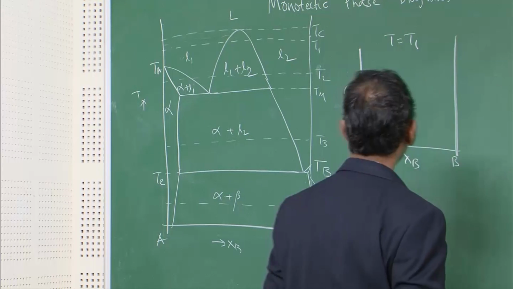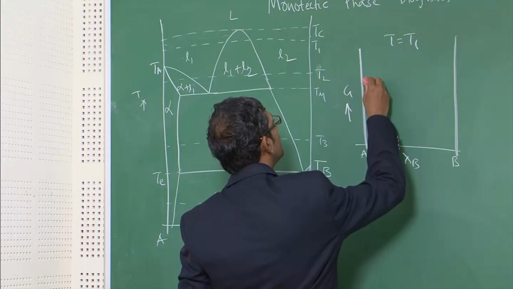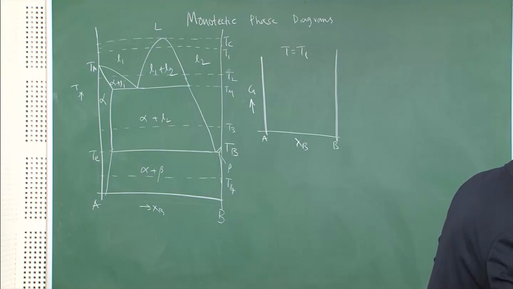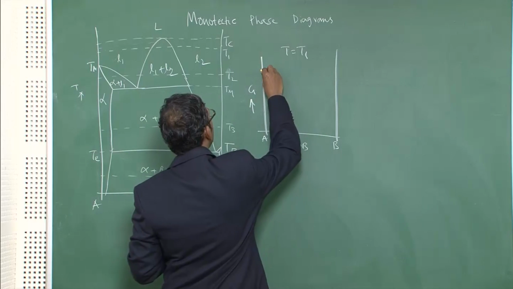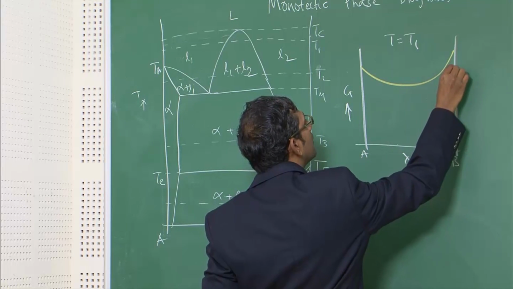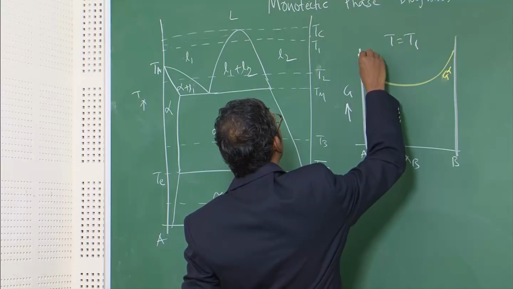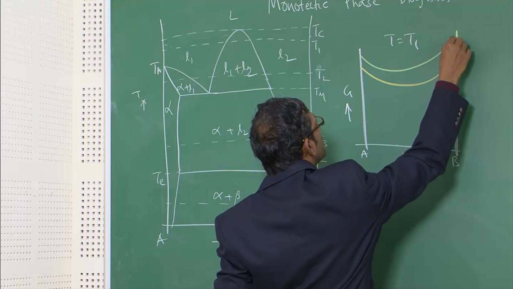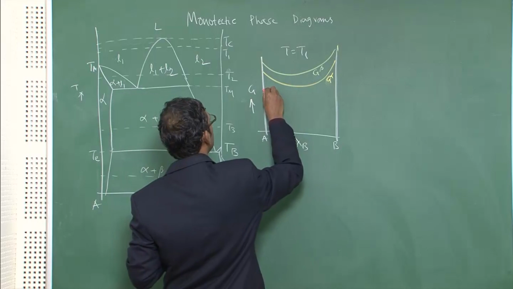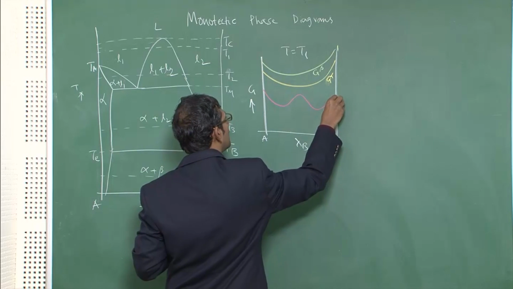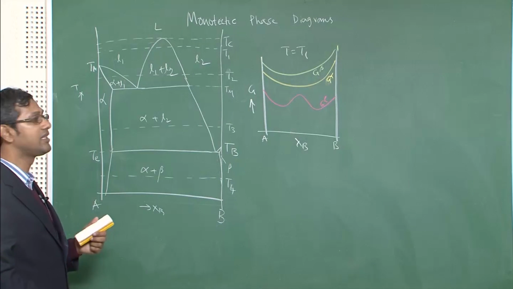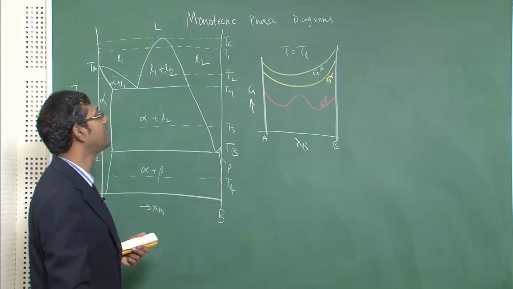I will use red for liquid, green for the beta, and yellow for the alpha. So, alpha will be above, this is G alpha, and then beta will be even farther above, because beta is not stable at all at this temperature, and for the liquid it will be like this, this is GL. As you clearly see, this is the relative disposition of these free energy curves.